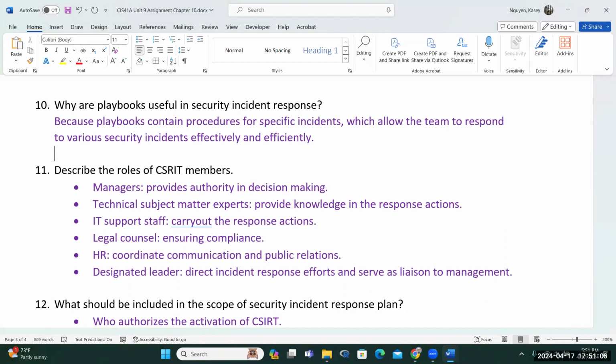But at some scale, if you're looking at smaller businesses that don't have those roles, they can refer to a third party service for that, right? Like Palo Alto or even Cisco. Then you have the IT support staff that's going to carry out your response actions in the technical area.